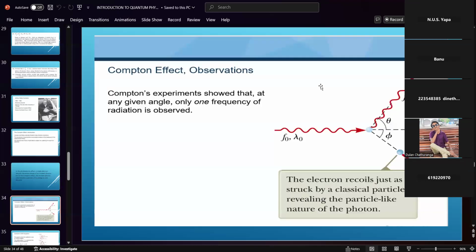Right. This is the diagram related to the quantum effect observations. In the experiment, you can see page number 28, and the explanation of the quantum shift equation on pages 30 and 31. Right? This diagram is related to the quantum experiment. This shows that at any given angle, only one frequency of radiation is observed. Then f naught and lambda naught is the incident wavelength.